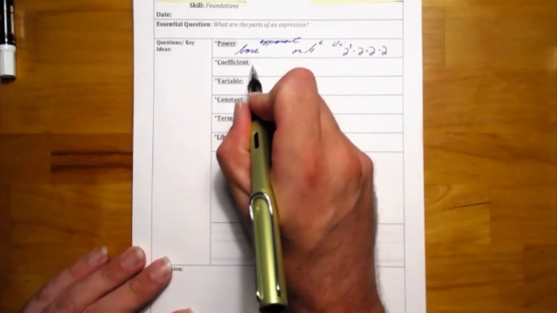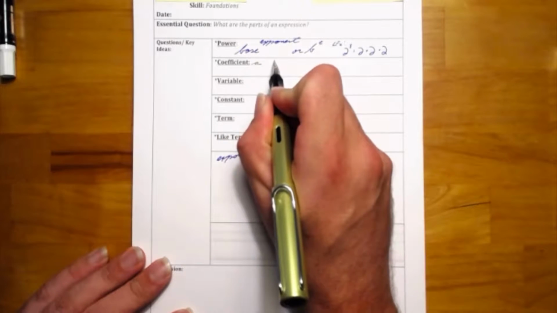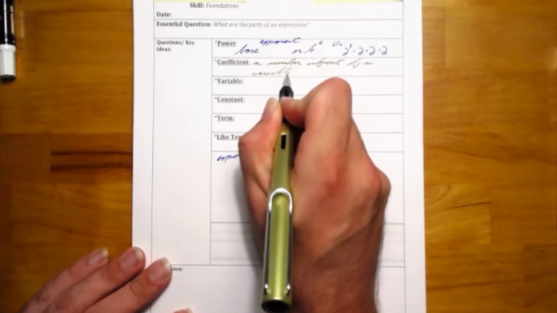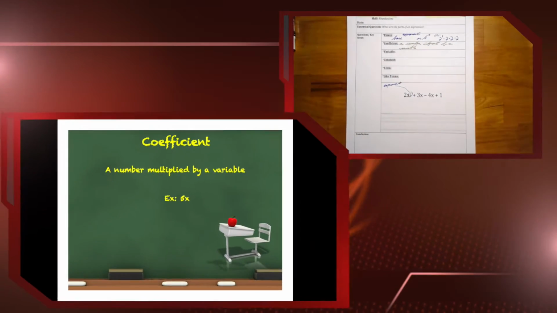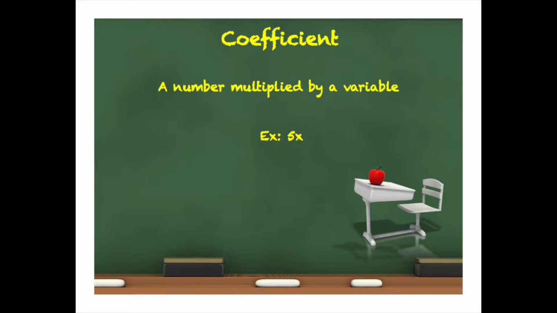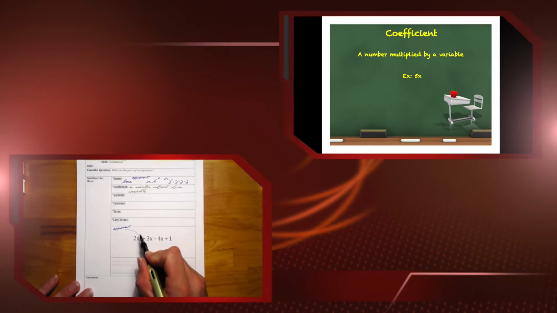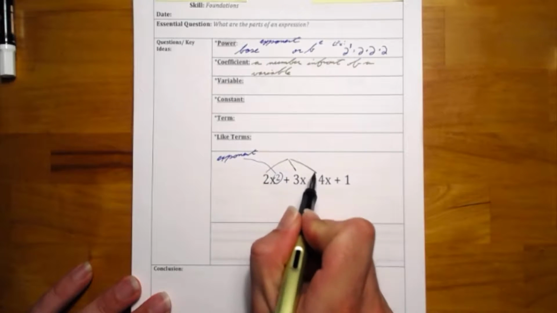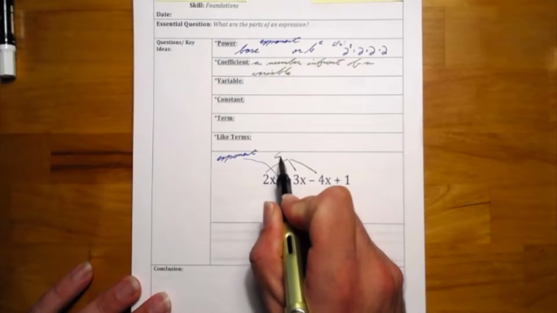The next part we'll look at is a coefficient, and a coefficient is a number multiplied by a variable. An example of a coefficient multiplied by a variable is 5x. Here we see coefficients being pointed out in the example provided.